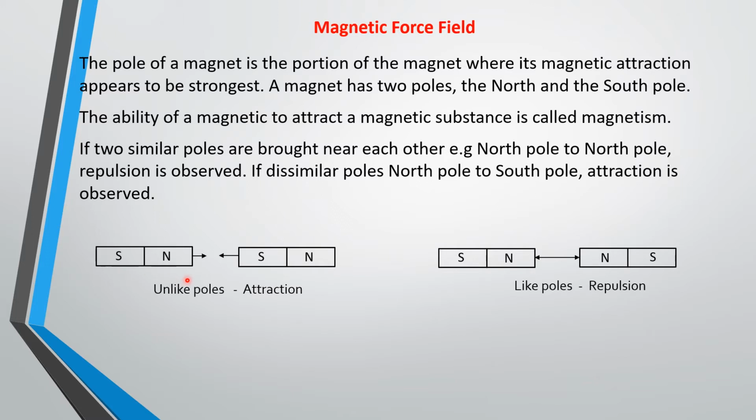So unlike poles, there's attraction. Like poles, north to north poles, there's repulsion. So this is just similar to what we discussed when we talked about charges. Is that okay? So that is that for the magnetic force field. Okay, in a later slide, we are going to look at the magnetic flux. We'll look at the magnetic lines of force. But for now, I'm just talking about the force field.